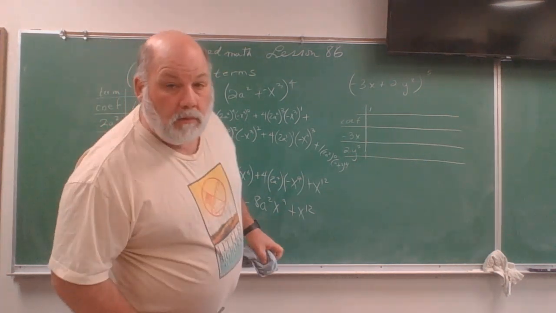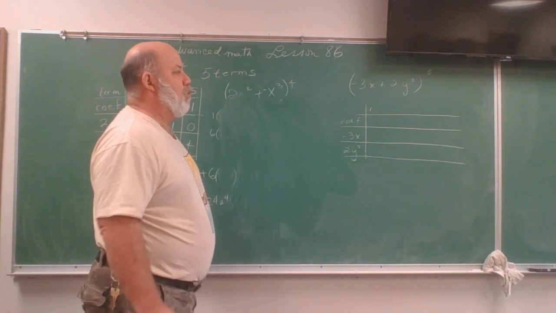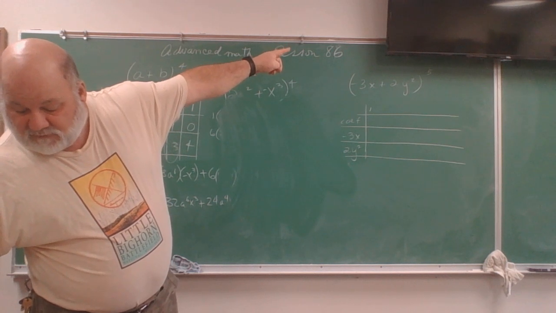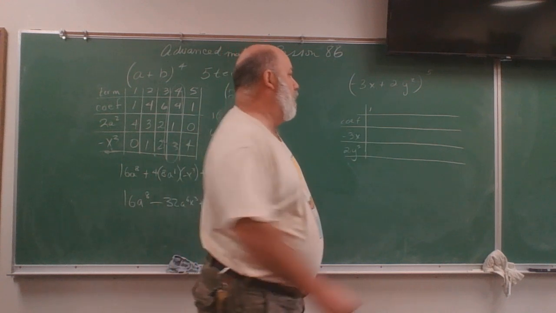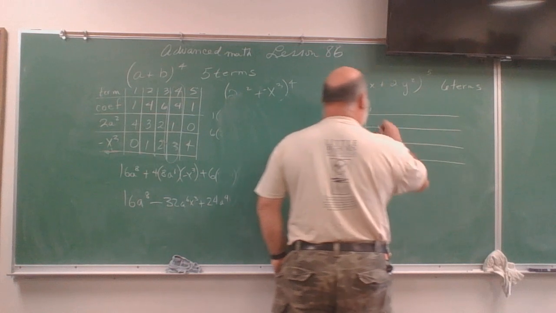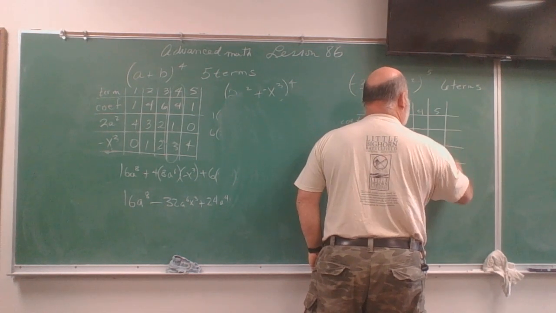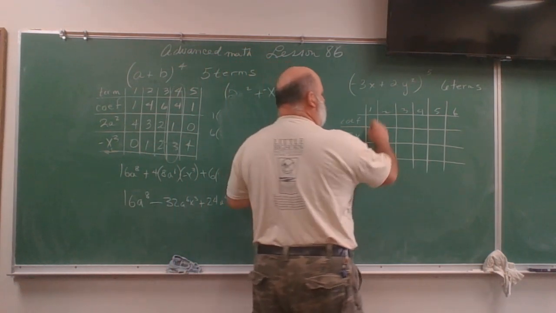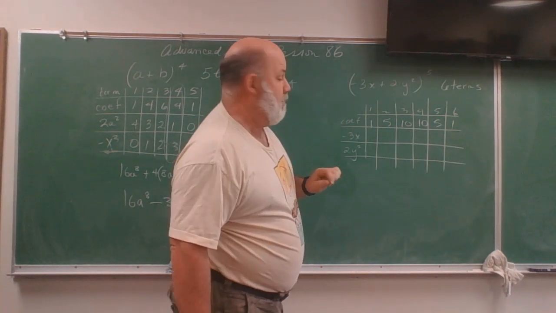One more. We're at almost 10 minutes, so we'll make this quick. They're only asking for one term here. They want to find the 4th term, I believe it is. Find the 3rd term of negative 3x plus 2y squared, quantity to the 5th power. Because it's to the 5th power, we know we're going to have 6 terms. The coefficients, again, we can get them from Pascal's triangle. It's going to go 1, 5, 10, 10, 5, 1.